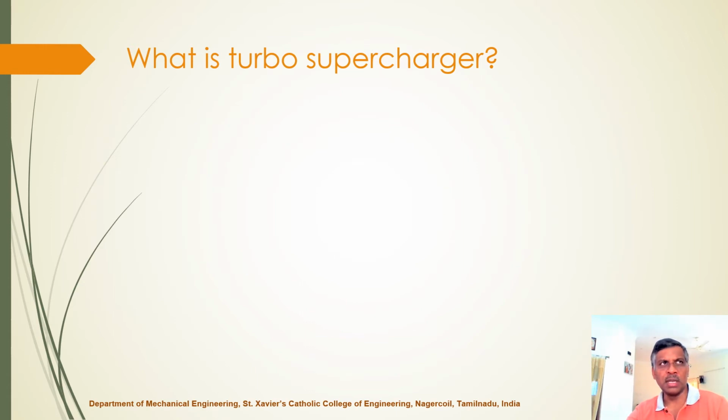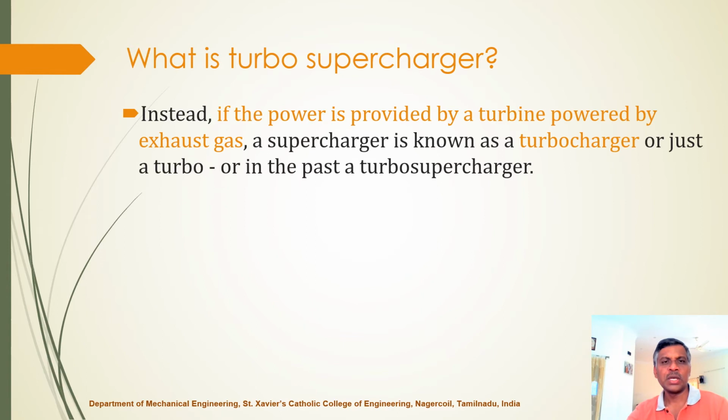So to overcome that problem, the modern development is the turbo supercharger, or turbocharging. Sometimes they used to call it a turbo supercharger; now they are simply calling it a turbocharger. So instead of taking the power from the engine, they develop power by means of a turbine using the exhaust gas. The exhaust gas goes through the silencer to outside. It has a velocity. It has a pressure. So the supercharger known as a turbocharger is powered by the exhaust gas.